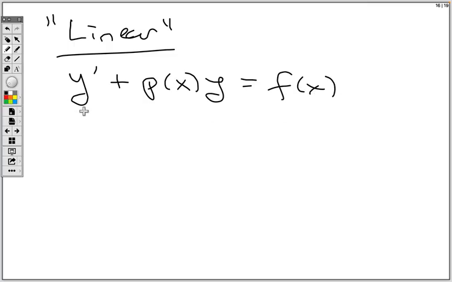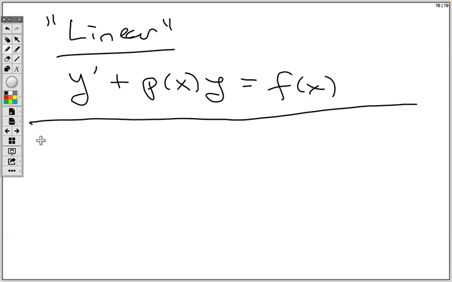So the y prime is to the first power, the y is to the first power, the coefficient of y depends only on x, and whatever's left over depends only on x. This is our definition of a linear first order differential equation. But what's the more general concept of linear?